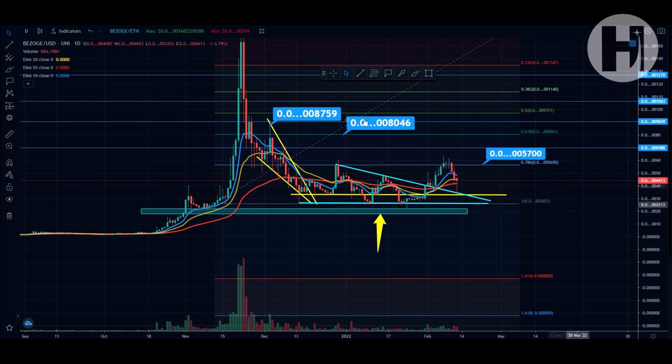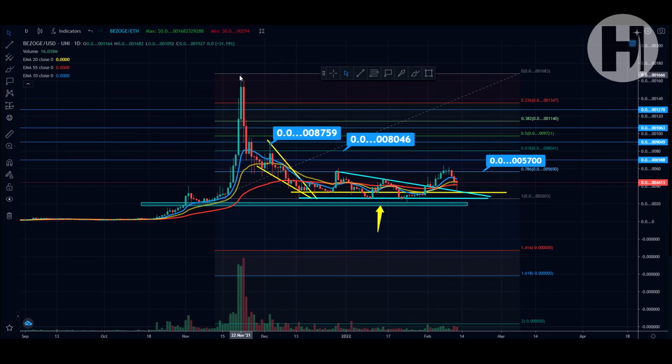Now, on this Fibonacci retracement, I'm going to show you the swing high that we have over here, which is at 001683.